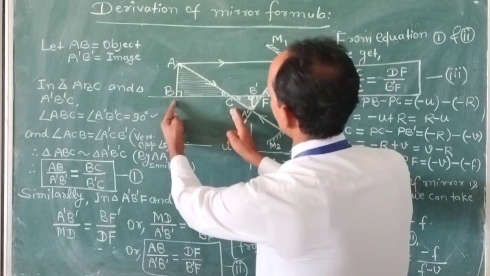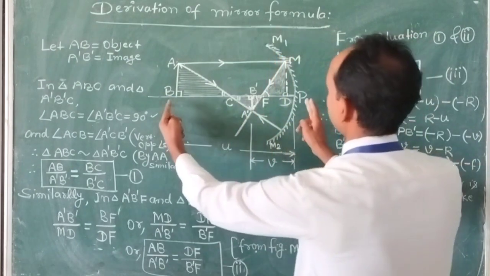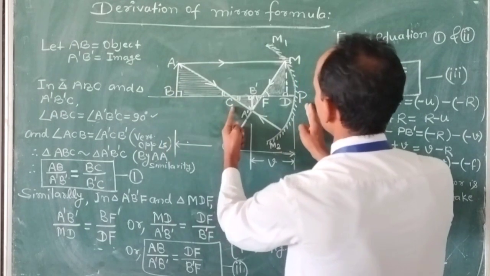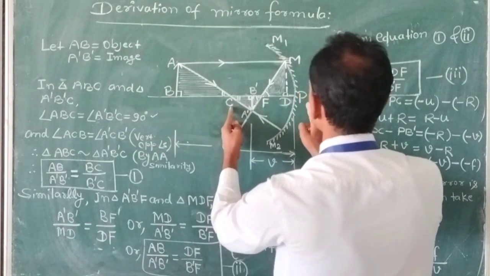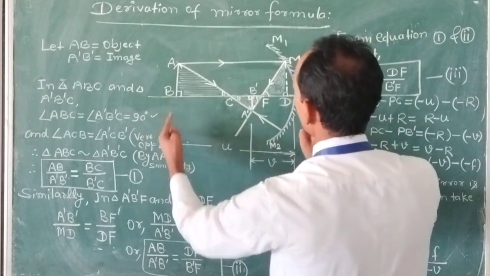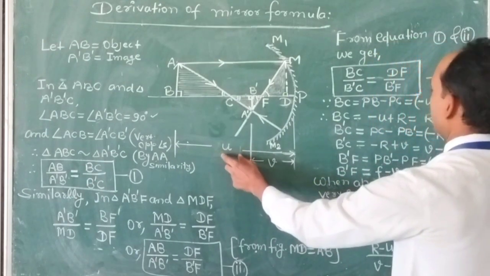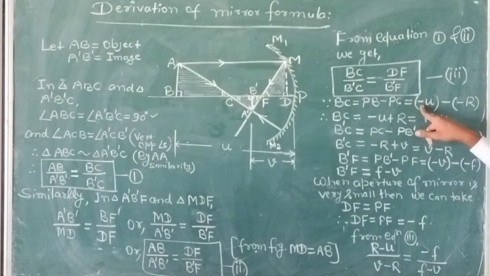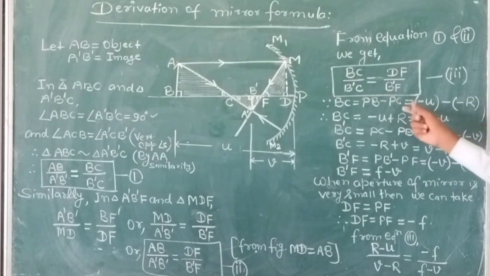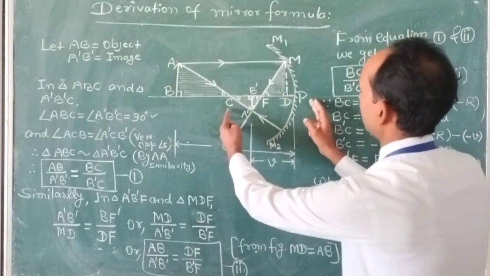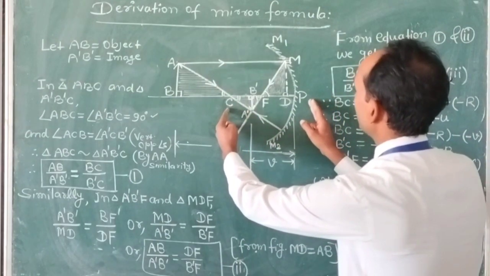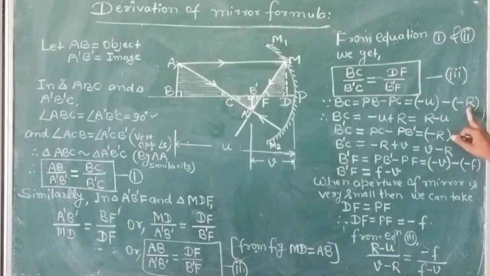This is the distance BC. And BC can be written as PB minus PC. We know that PB is equal to u. With the sign convention of the mirror, this can be written as minus u and minus PC. PC is called the radius of curvature of the mirror, so this will be equal to minus R by the sign convention of the mirror. Solving these two terms, we get R minus u. This will equal BC.